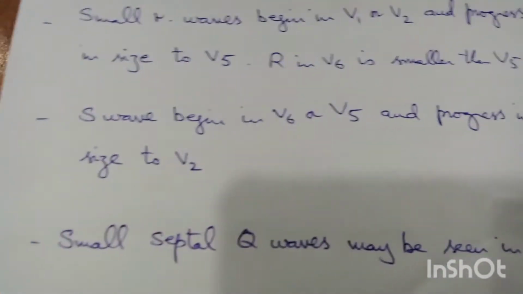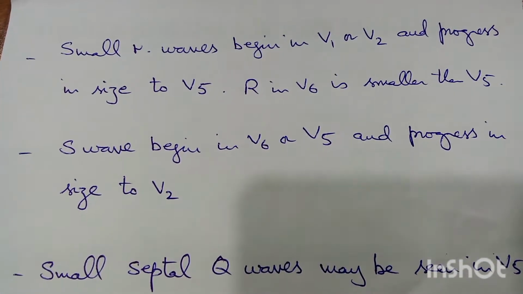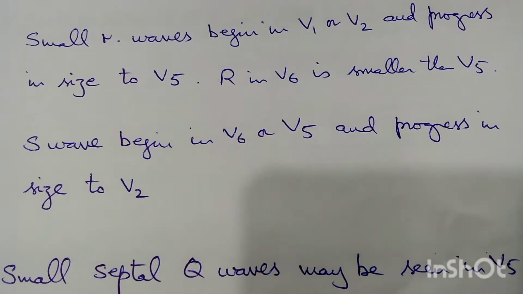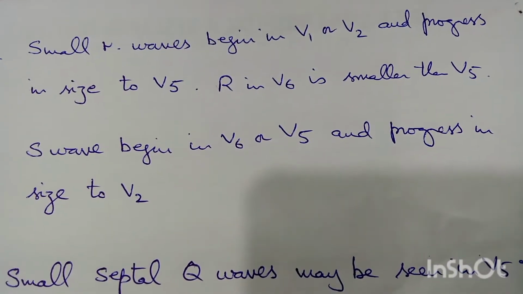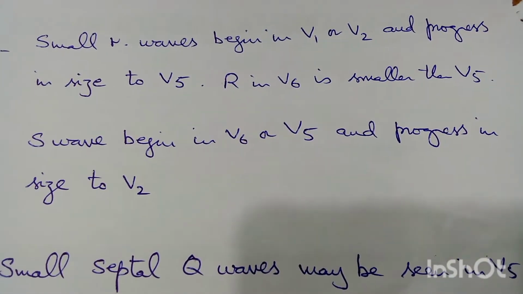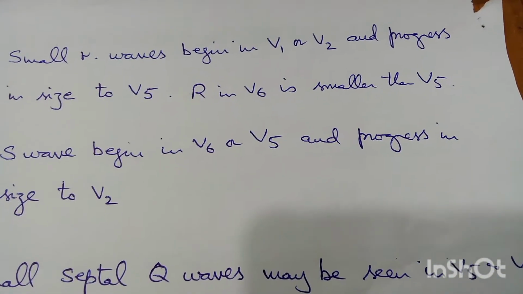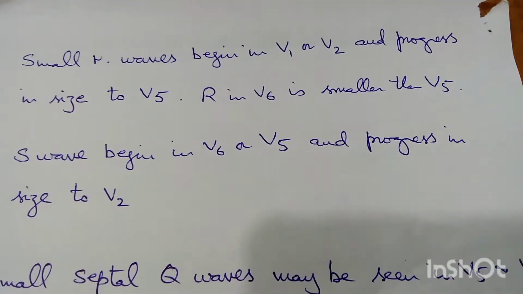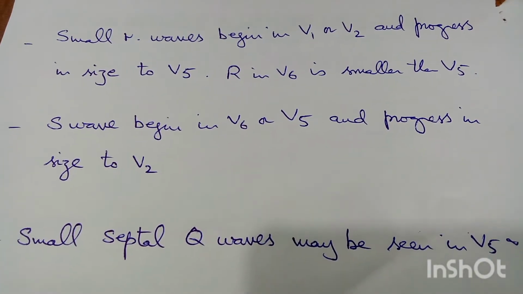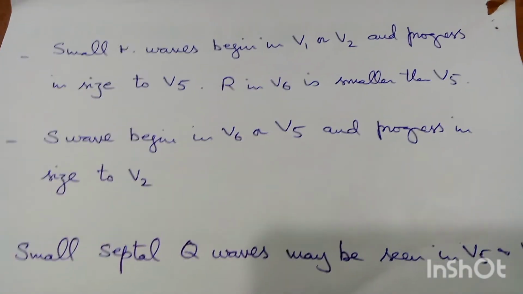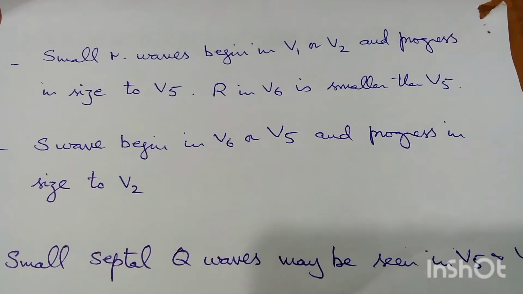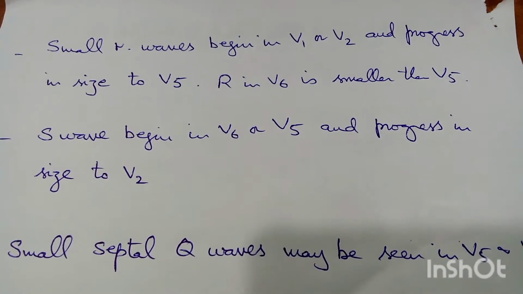Students, in normal ECG, R wave is smaller in lead V1 and V2, and it gradually increases in size up to lead V5. However, in V6, this R wave is smaller as compared to V5. I conclude from lead V1 to V5, the amplitude of R wave gradually increases.